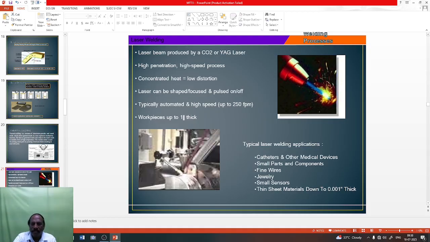So typical laser welding applications: catheters or other medical devices, small parts, components, fine wires, jewelry, small sensors, thin sheet metals down to 0.001 thickness. So these very minute thickness parts you can pass. That is what is meant by light amplification by stimulated emission of radiation. The radiation is passed into the materials, and you will get a high accuracy on it. So the product's accuracy will be very high. So for thin and thick products, any type of products, laser welding is very important.